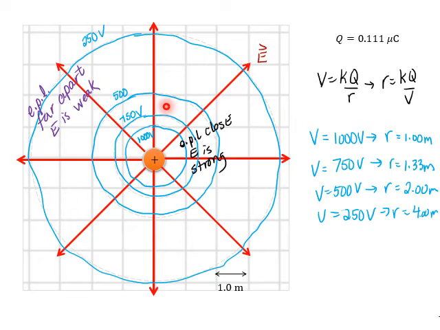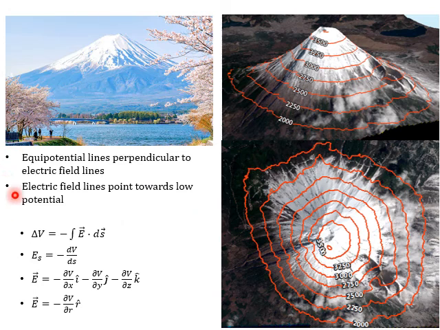And another thing we might notice is that the electric field lines are perpendicular to the equipotential lines. So E lines are perpendicular to equipotential lines. So this is all certainly true for this example, and this is true for fields and equipotential lines in general. On our last slide, we could see that equipotential lines were perpendicular to electric field lines. We also saw that the electric field lines pointed towards lower potential.